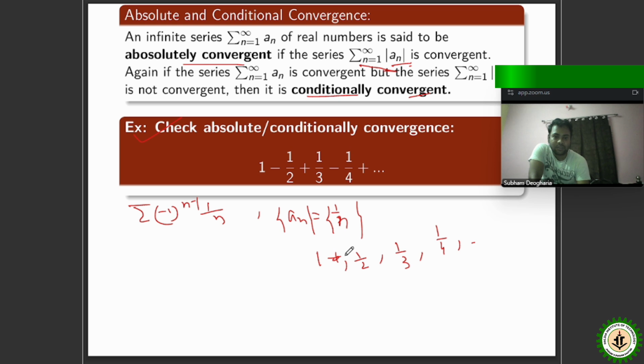So each term is greater than the next. So this is a monotonically decreasing sequence, and again the limit of 1 by n as n tends to infinity is 0. So by the Leibniz theorem it is convergent.